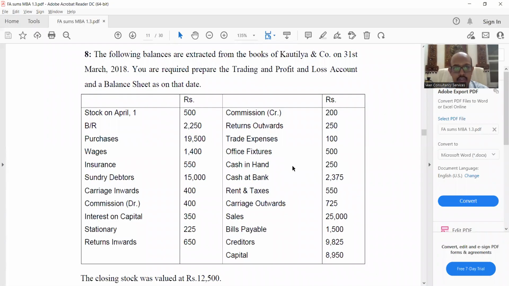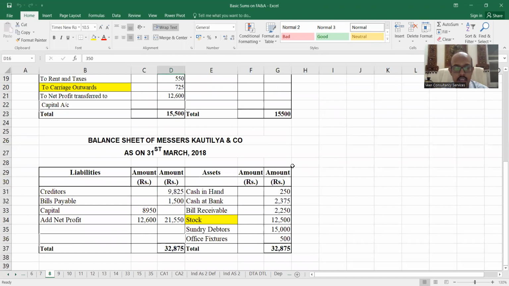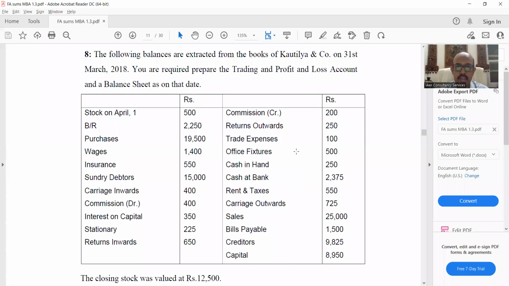Then we have office fixtures. Office fixtures are basically the assets that we have in the office. So it will go in the balance sheet as assets. So make a note that it's balance sheet on the asset side.